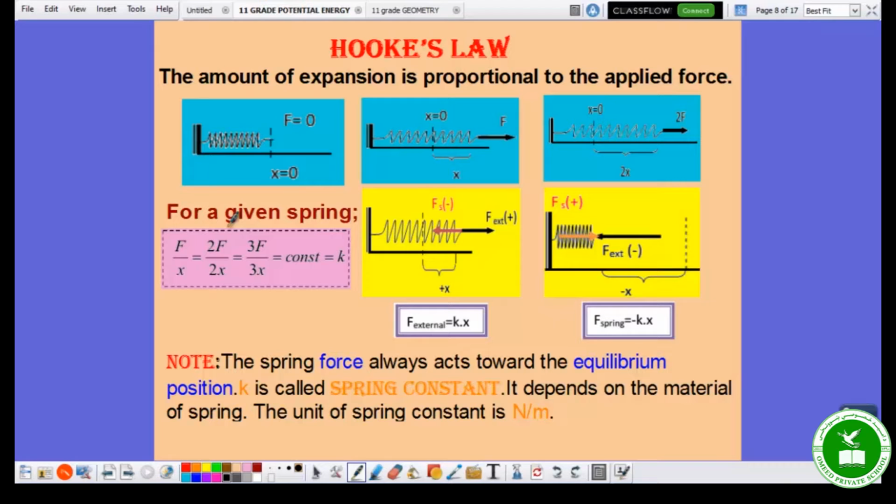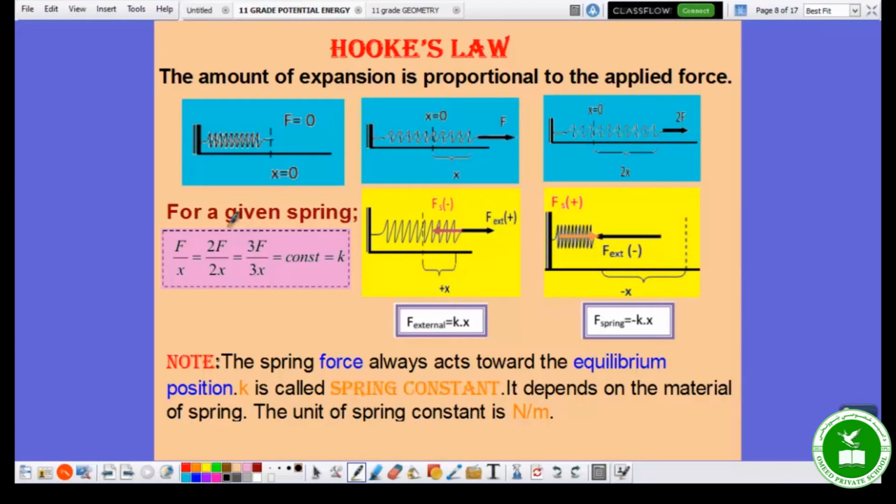Hooke was the scientist who studied the properties of springs for the first time, and he gave his law in the field of physics. His law says that the magnitude of stretch or compression of a spring will be directly proportional to applied force. It means that if we apply more force, obviously the magnitude of stretch or compression of the spring will be more. If we apply less force, then the magnitude of stretch will be less.